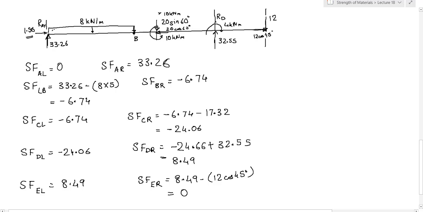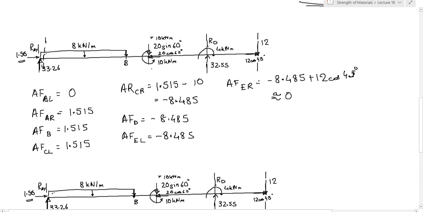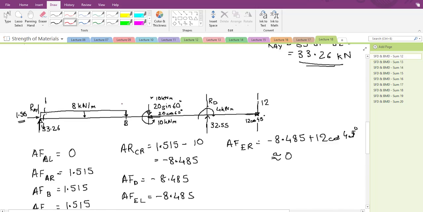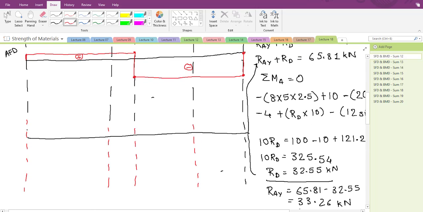So what is the maximum value in all of this? 33.26. So we can say one line is equal to, let us say, 10 kilonewtons. So one line is 10 kilonewtons, so 4 lines will be 40 kilonewtons. Okay, so we will take this, and here we can mark 10, 20, 30, 40, minus 10, minus 20, minus 30, minus 40.